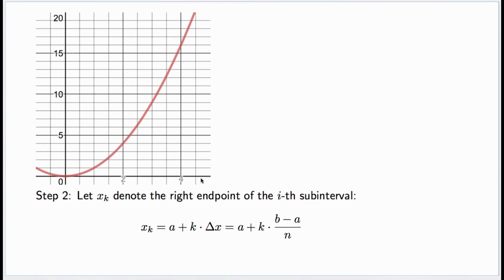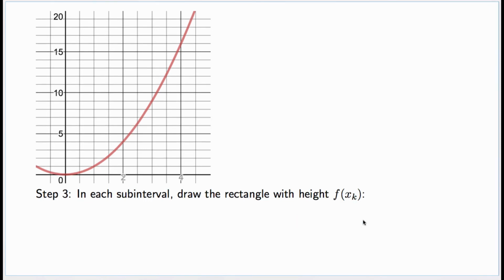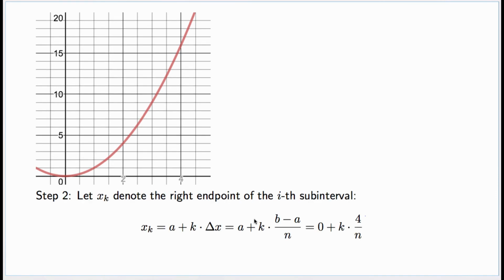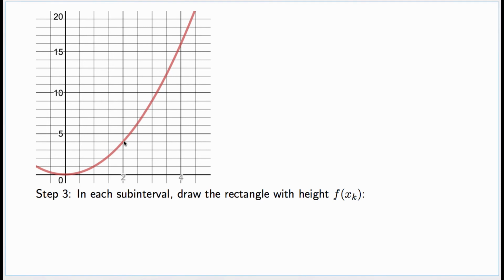Then what I'm going to do is let x sub k, once I have one of these intervals, denote the right endpoint of the kth subinterval. So I'm going to start at 0, and I'm going to go over delta x k times to get to the right endpoint of the kth subinterval. So I start at 0, and I go over delta x, which we knew was 4 over n, k times. So I just get 4 times k over n for my x sub k. So this gives me 4k over n.